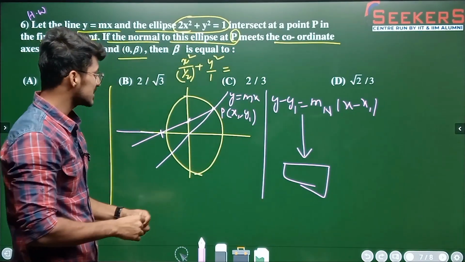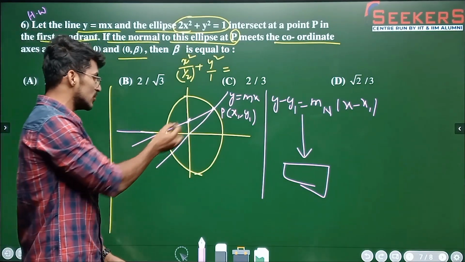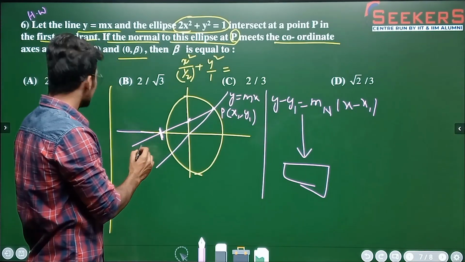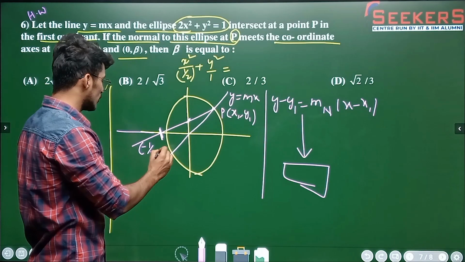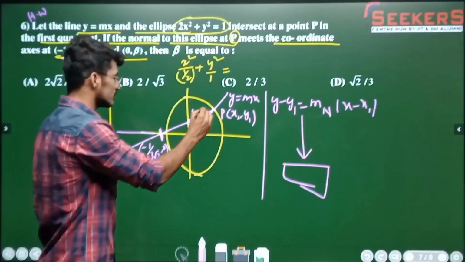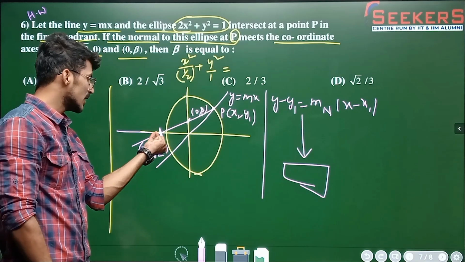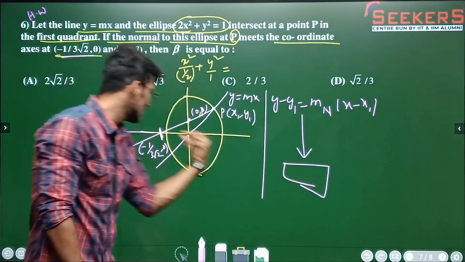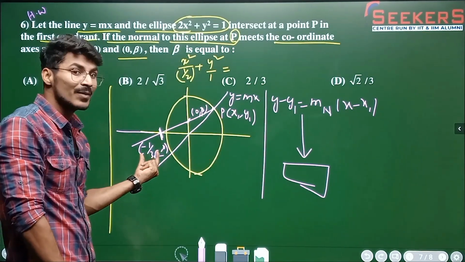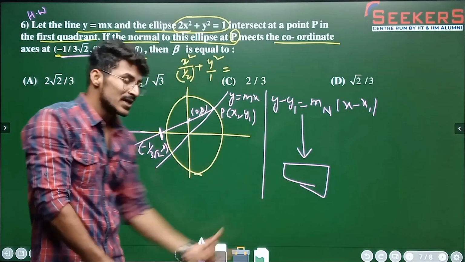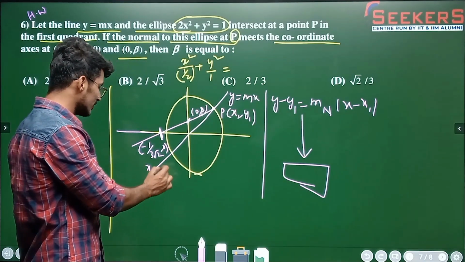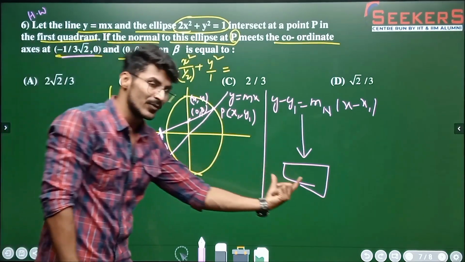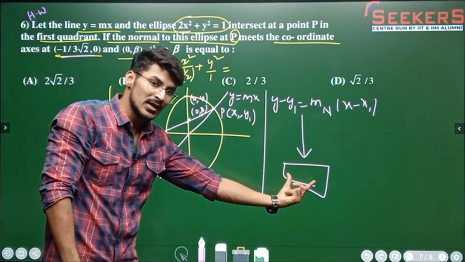Now, he has given that this normal intersects the coordinate axes at these two points: minus 1 by 3 root 2 comma 0, and 0 comma beta. This normal is meeting the coordinate axes at this point and this point. After writing the equation, for these two points, x comma y, this is not x1 comma y1. Whatever normal equation you get, substitute the point first, you will get one equation. Substitute the other point, you will get another equation.